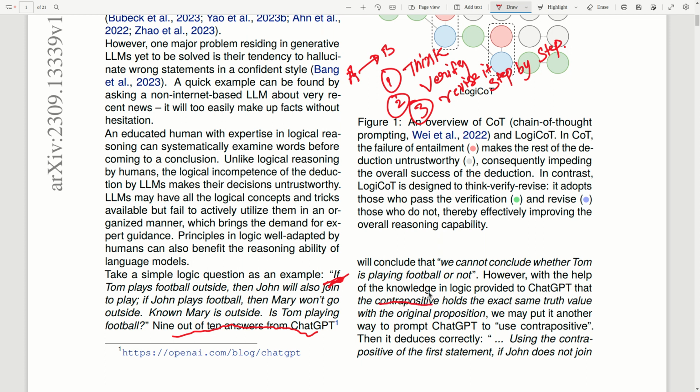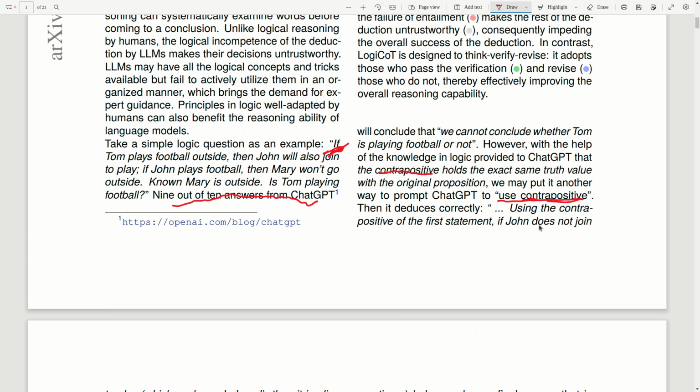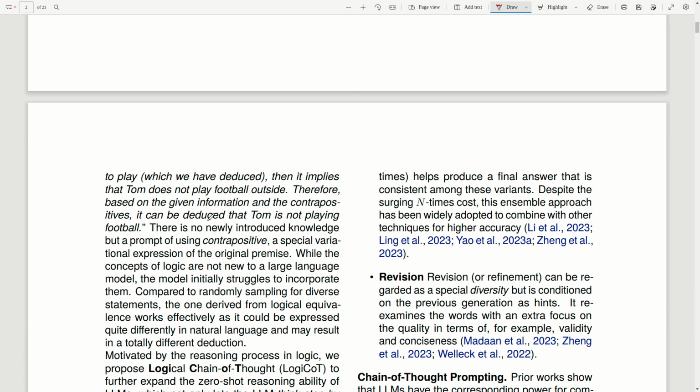However, with the help of the knowledge in logic provided to ChatGPT, that contrapositive holds the exact same truth value as the original proposition. So when they asked ChatGPT to use the contrapositive, it deduced it correctly. If John doesn't join to play, which we have deduced, then it implies that Tom doesn't play football outside.